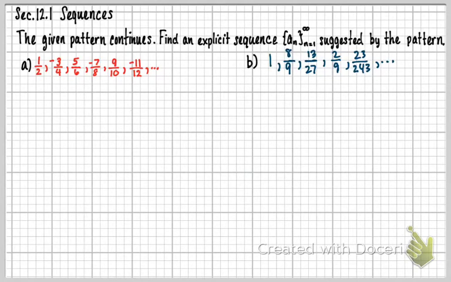So this problem says the given pattern continues. Find an explicit sequence a sub n from n equals 1 to infinity suggested by the pattern. So the first thing I'm going to do is look at this sequence A here. And the first thing I notice is I have a negative for every other term. And that's the first thing I'm going to address here.